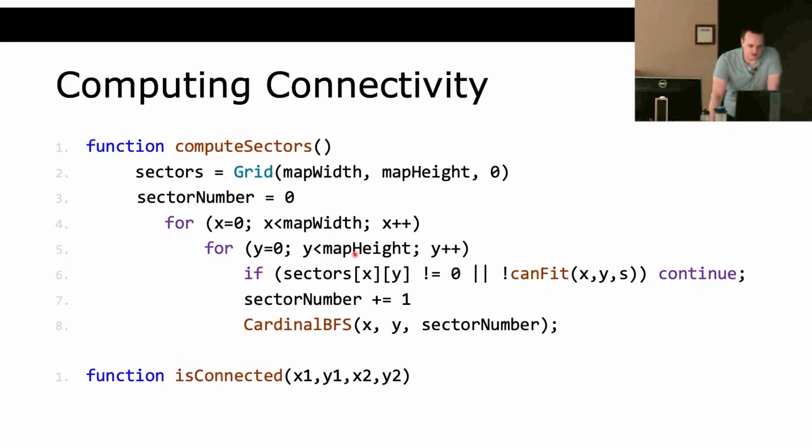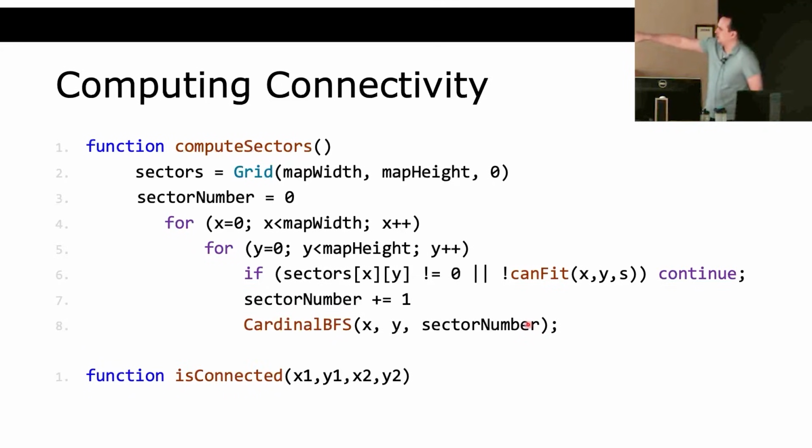Then what I do, for each of the x's and for each of the y's, I am going to start a BFS here if it's 0 and my object can fit. So here I'm just saying if the sector number is not 0 or the object cannot fit here, then continue on to the next one, right? Otherwise, if it can fit and it's not 0, I know that I'm about to compute a new connected sector, so I increase the sector number by 1 to say that, okay, these new numbers are a new connected sector, and then I do a cardinal BFS outward, starting at xy, marking it as this sector number.